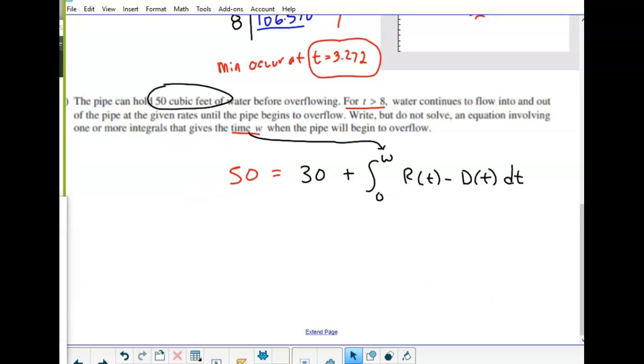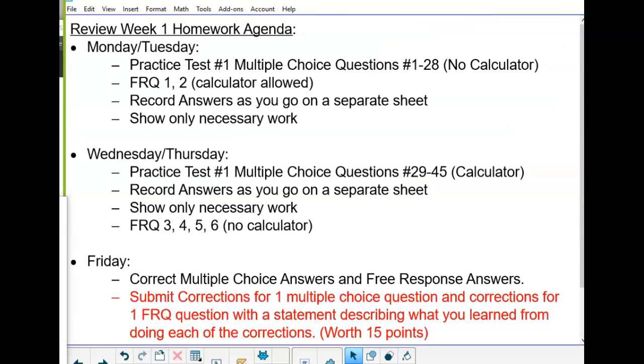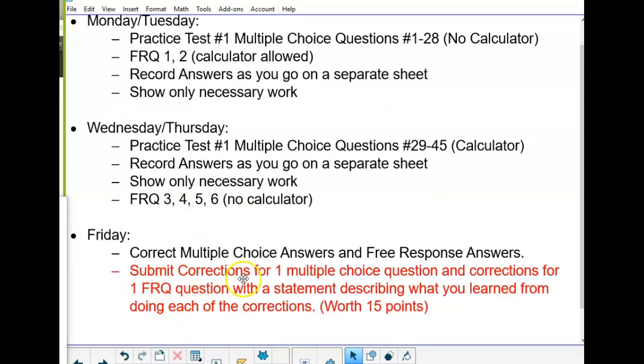All right, homework tonight is to do practice 1 multiple choice tests, questions 1 through 28, the no calculator, and then chip away at the free response. Remember, your goal is to get that all done by Friday and then submit 1 corrected free response and 1 corrected multiple choice.